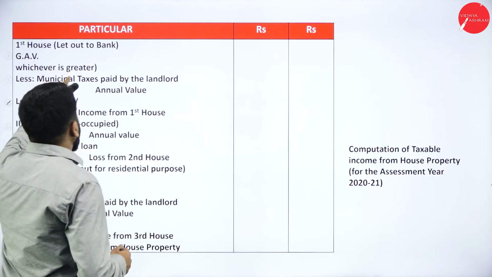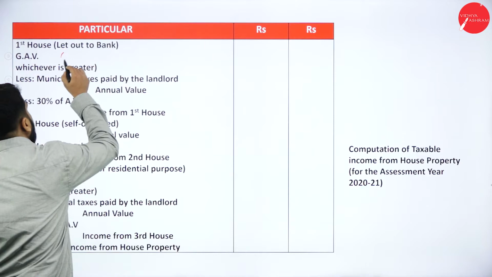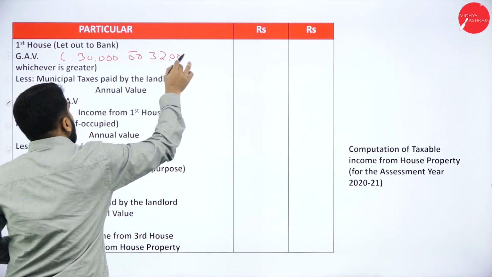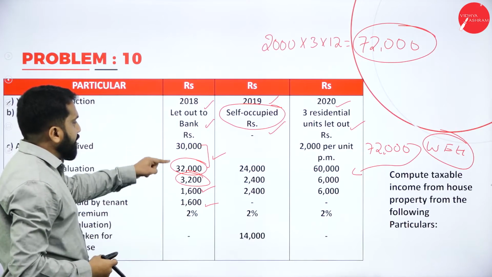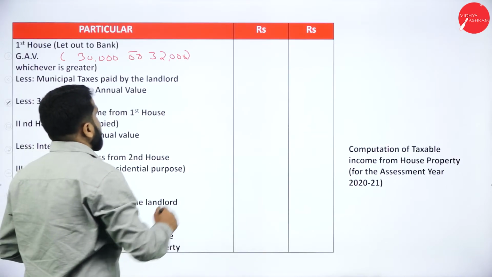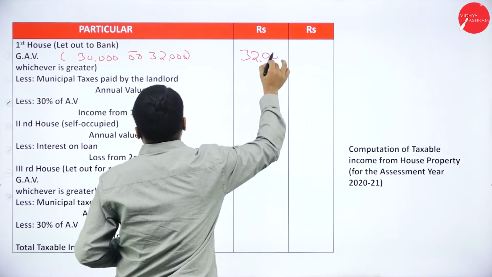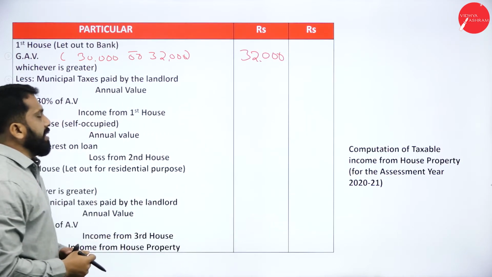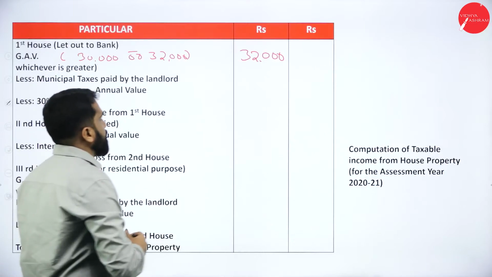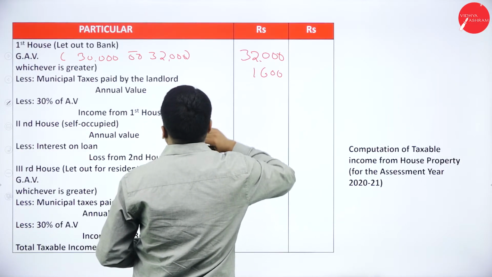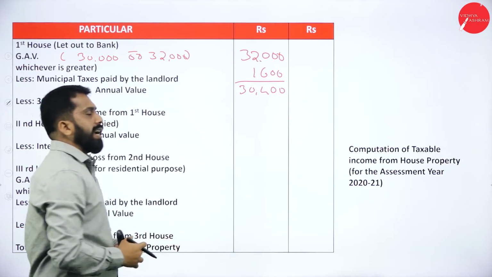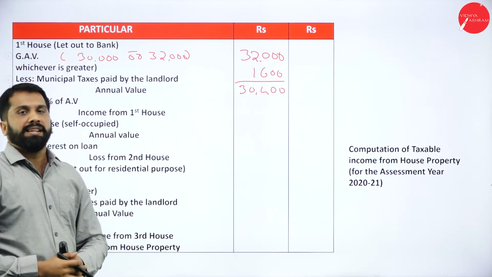Now, house 1, let out to bank, gross annual value 30,000 or 32,000. See, 30,000 is actual, 32,000 is the municipal value. Whichever is higher, 32,000 is higher. Now, municipal tax paid by the landlord, how much? He has paid 1,600. Your answer will be 30,400. Any doubt up to this? Hopefully, there is no doubt.